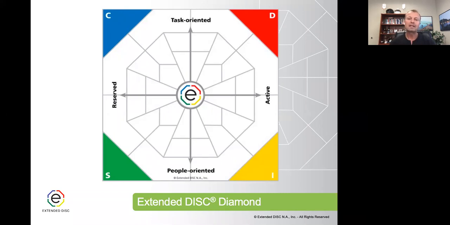It's a map that helps us to navigate how to make those changes. Like any journey, including a behavioral modification journey, we need to understand what the starting point for that journey is. And then this Extended DISC diamond helps us to visually understand what kind of changes we need to make in our behavior to be more successful and more productive in our, again, professional and personal lives.